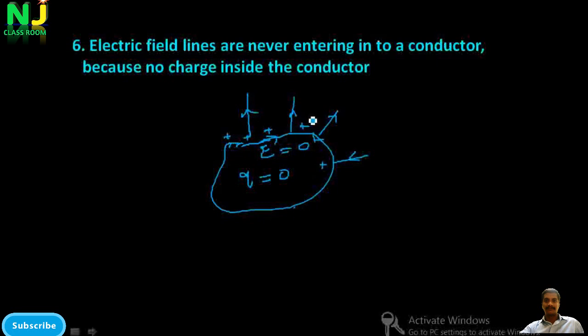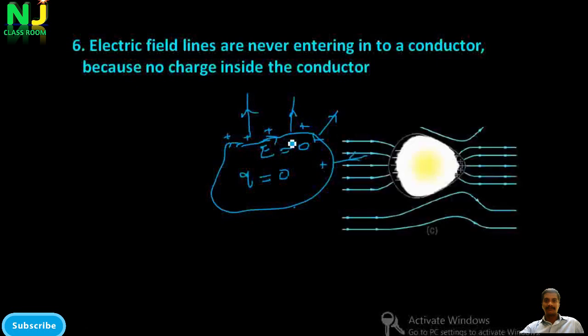This is what happens in the case of the charged conductor. Therefore, no field lines enter inside the conductor. Inside the conductor, the electric field is 0. Look here, electric field lines are represented only outside the conductor, but inside the conductor, they are not.